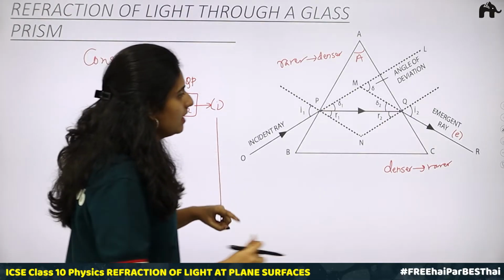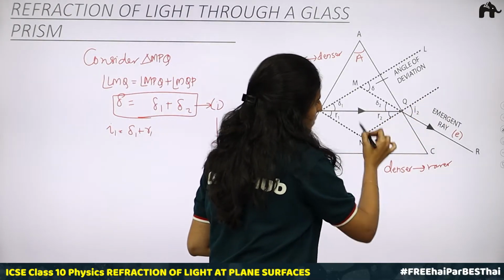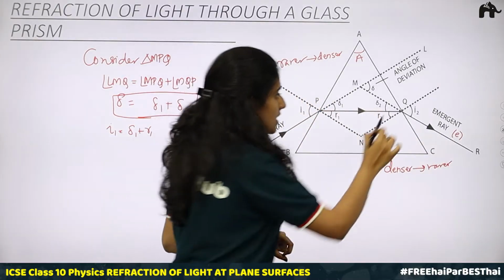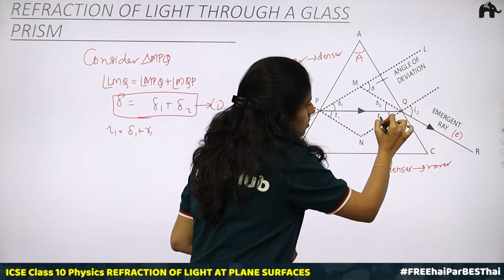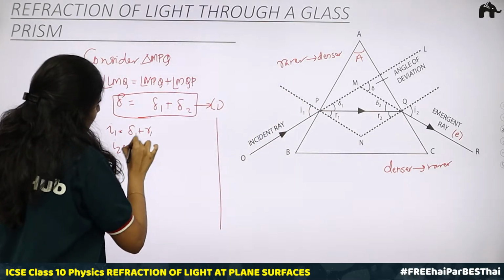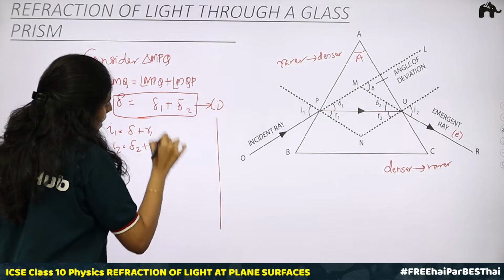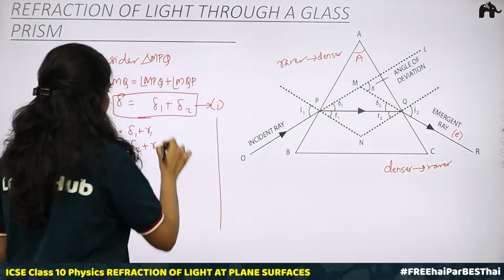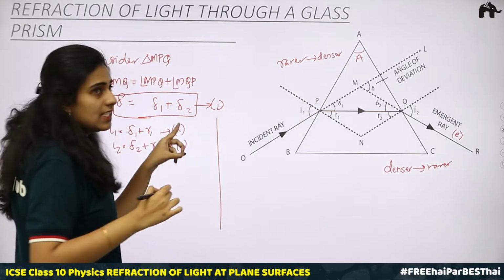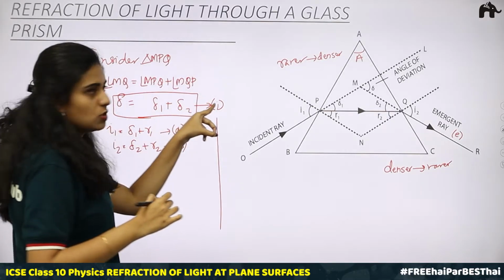Similarly, when you consider these two lines, the normal and the emergent ray with the extended emergent ray, you will be getting I2 equal to delta 2 plus R2. This is taken as A, this is taken as B. Now, this A and B, we are going to substitute in 1.